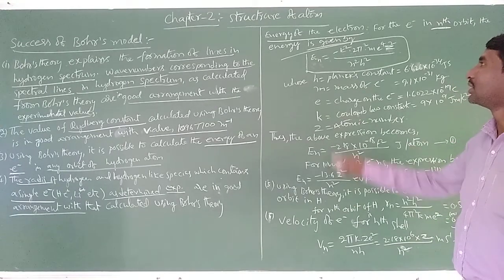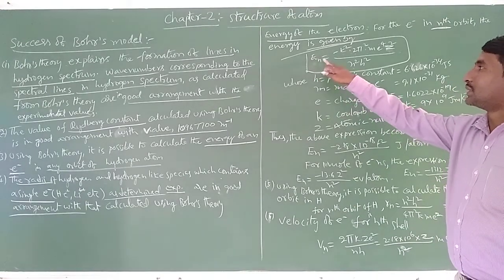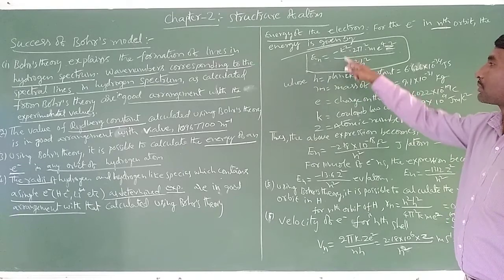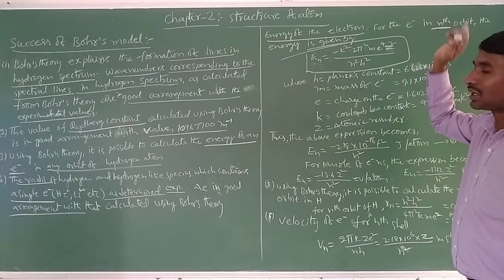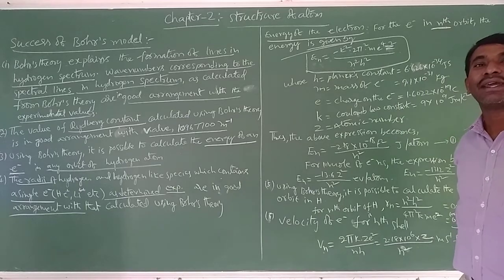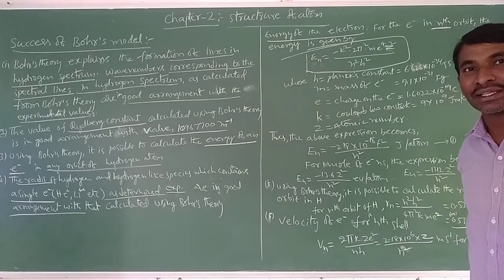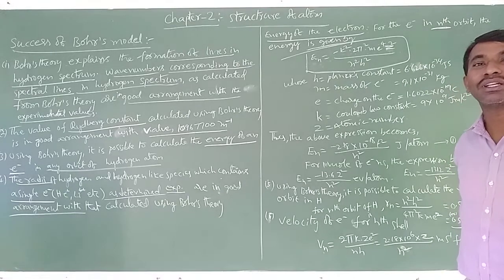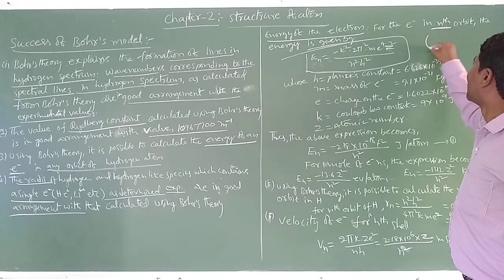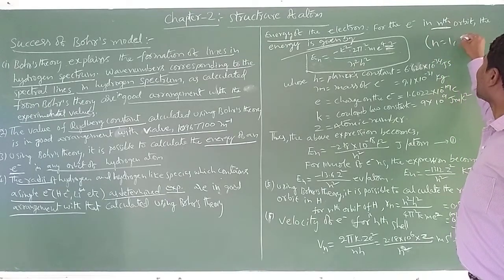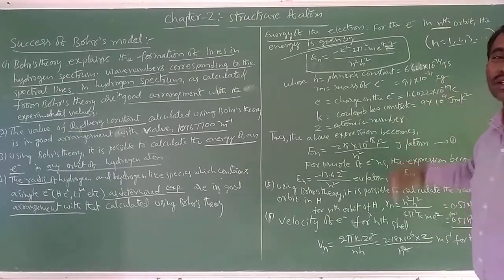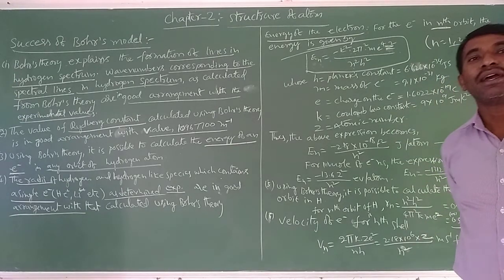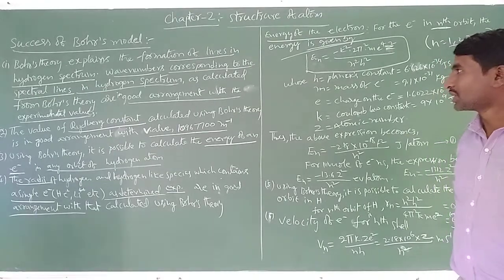single electron species. So for En, this is the formula you have to use for the energy of the electron in the nth orbit. N means what? N equal to 1, 2, 3 like this. So these are orbits, or shells, or energy levels.